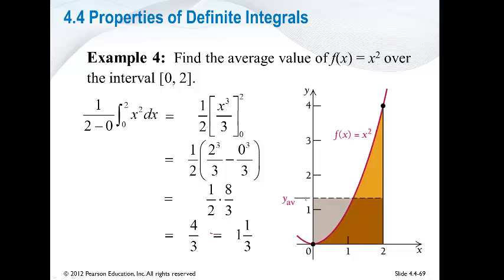So what is the average value? y average is 1 1/3, which is located here. And when you see the graph, the average value of the function is the value that divides the graph in such a way that the purple and the yellow areas are the same. So that's the average value of the function.